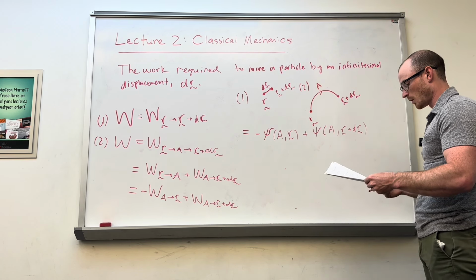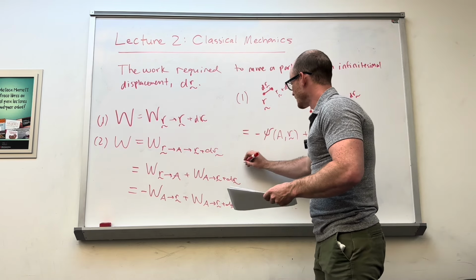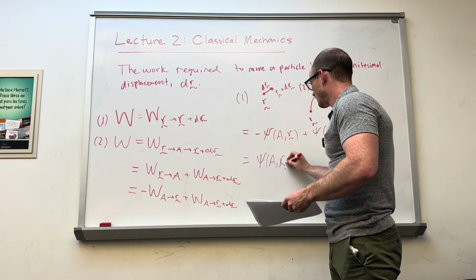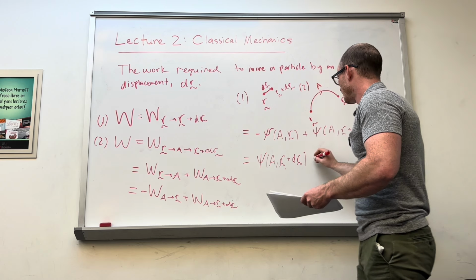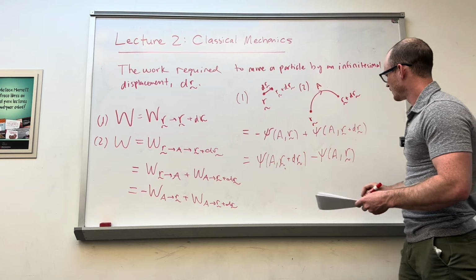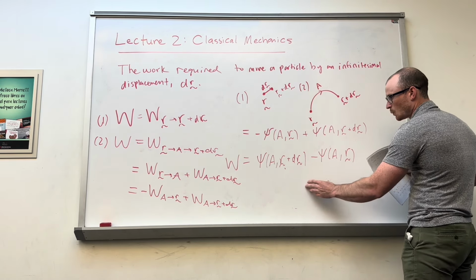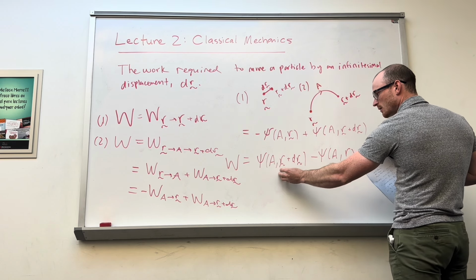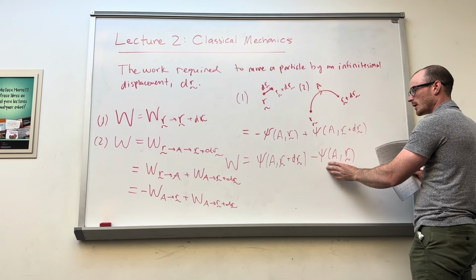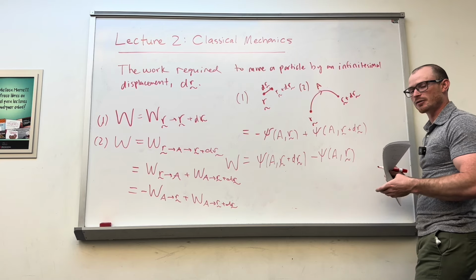So this was our total work. Now I'm going to rearrange this. Minus psi of a comma r. This is equal to the work. Well, what does this look like? We have a function at an infinitesimal perturbation minus a function without the perturbation. Well, it looks kind of like we're starting to get towards the definition of a derivative.